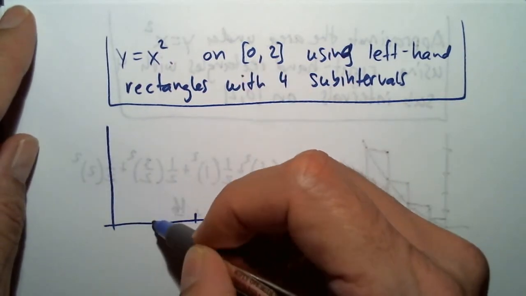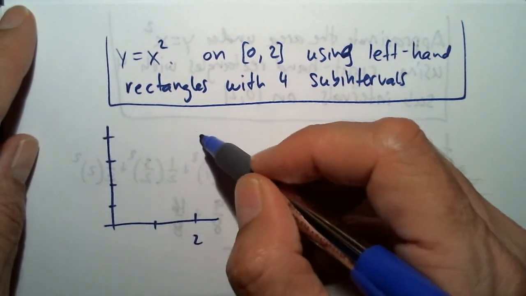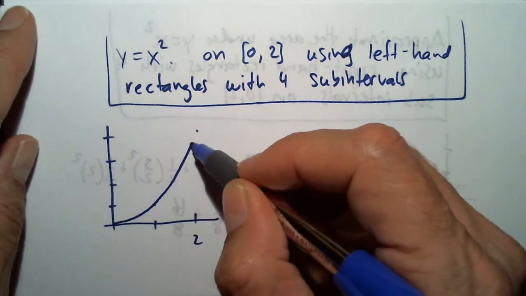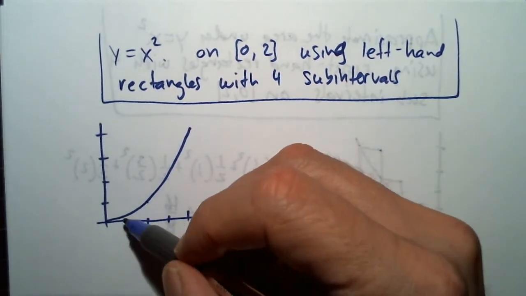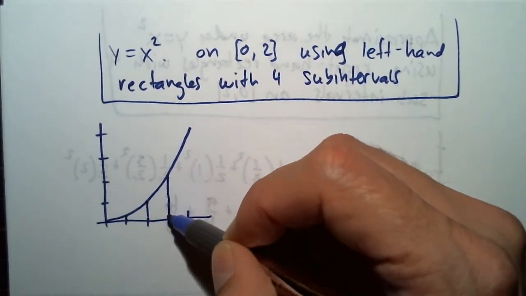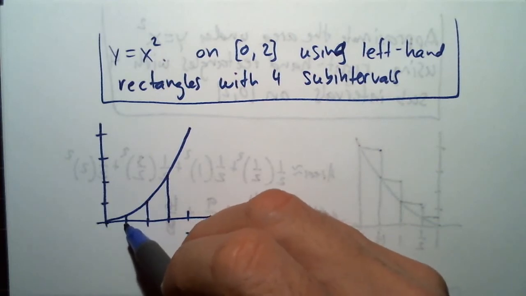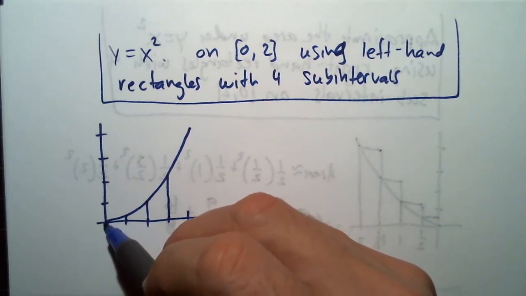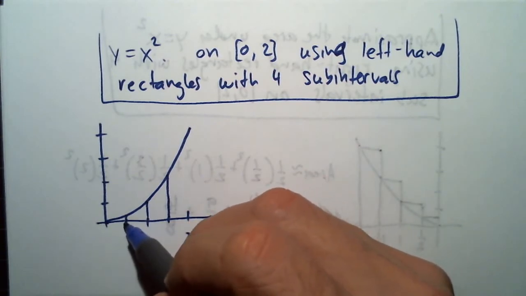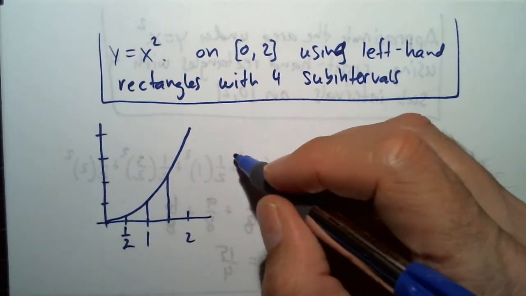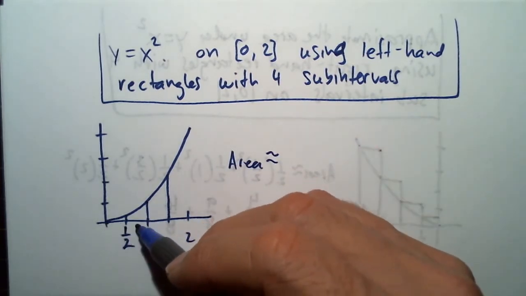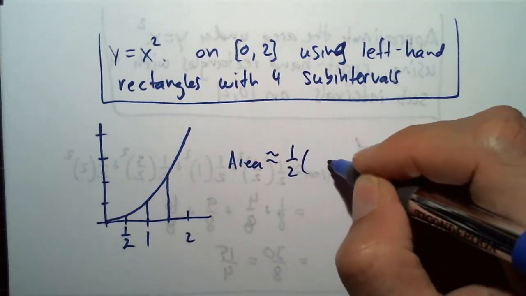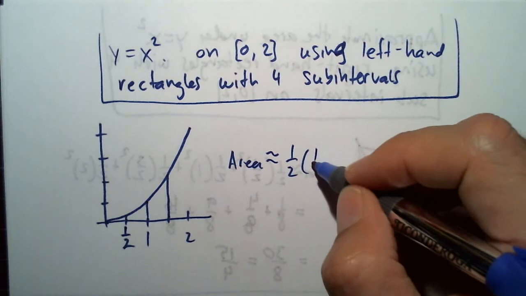Zero to 2. And with a left-hand rectangle, we'll use the left endpoint. So if I'm looking at this interval, the left endpoint has a height of 0. Here's another interval. The left endpoint has a height of 1/4. So we have 0 area here. Here we're going to have base is 1/2, and the height is 1/2 squared.